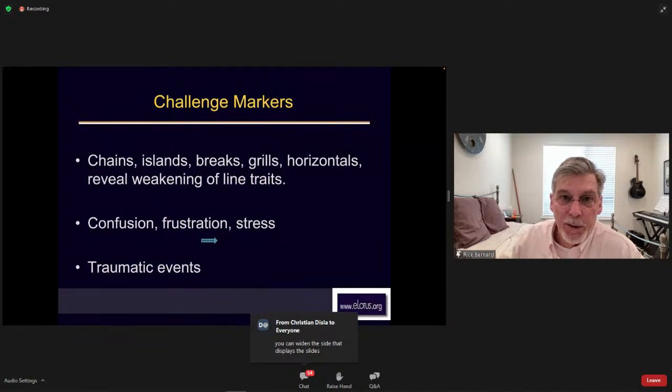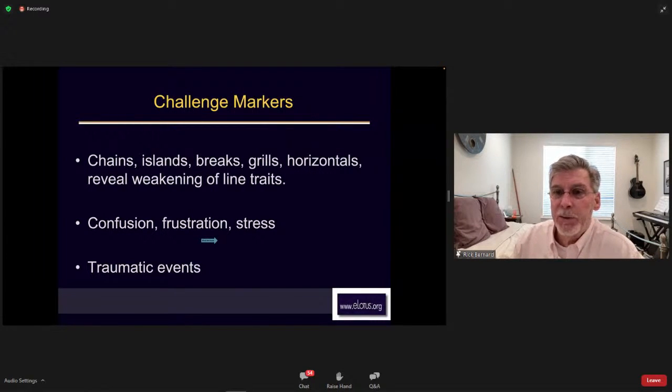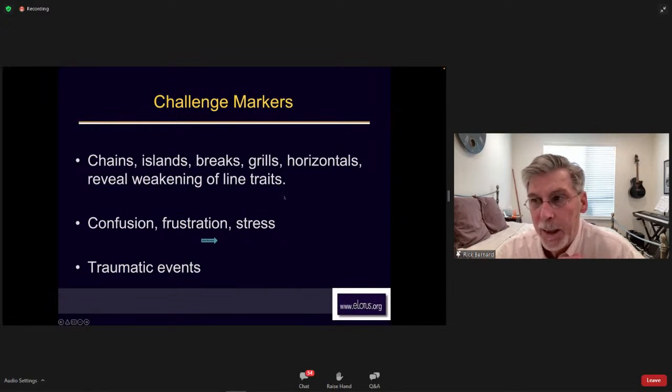So these are challenge markers and lines. You can have chains, islands, those little openings that we saw, and breaks. I'll show you a clearer break here in a second. Sometimes there's grills, and I'll show you an example of what a grill looks like. It's more stop and go energy. Any horizontal line in the hand is usually a challenge line. Now, most of these type of lines are minor lines in the hand. They're not the major lines we're born with.